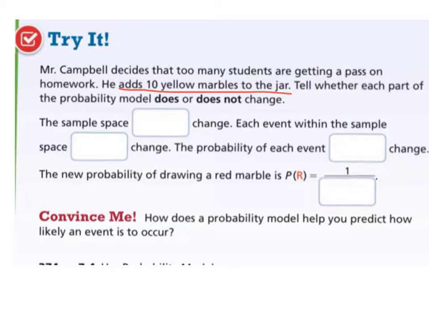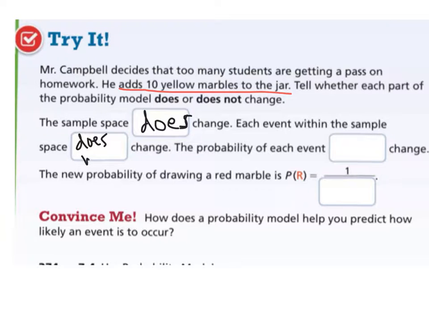Tell whether each part of the probability model does or does not change. So if we think about this, the sample space does change. Okay, sample space was the different options we had. We had listed out all the red and green marbles there because now we're going to have also 10 Y's included in that, right? 10 yellow marbles. And then each event within the sample space does not change.